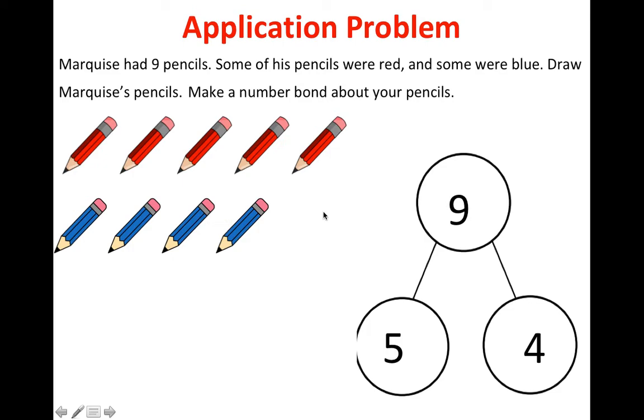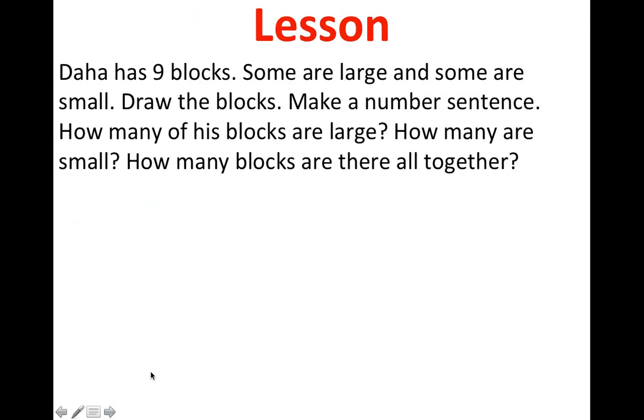To check our work, I can just count on. Since there's 5 on the top, I'll just count on 6, 7, 8, 9. I have 9 all together. For this, you don't necessarily have to use materials if you don't have them. You can use your fingers. You can just use the count on method to figure out the answer.